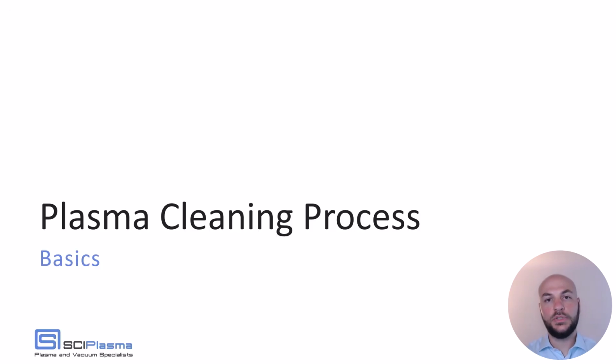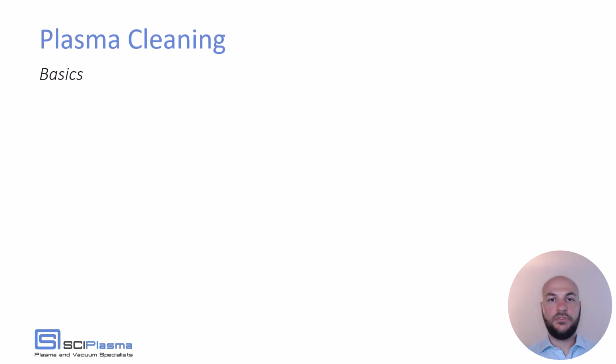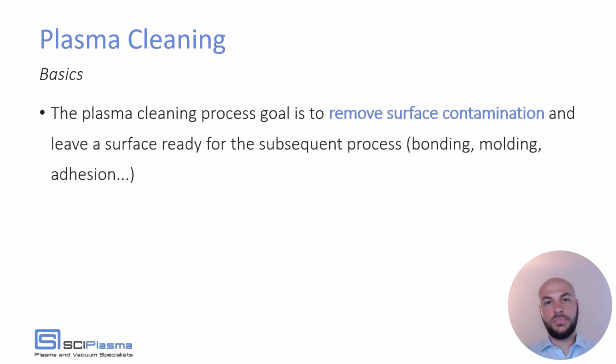Before we go into the details of these techniques, I want to cover the basics of the plasma cleaning process so that everybody is on the same page. The first thing that I want to discuss is that the goal of the plasma cleaning process is to remove surface contamination and to leave a surface which is ready for the subsequent process, which can be either a molding process, a wire bonding process, or anything where adhesion is critical.